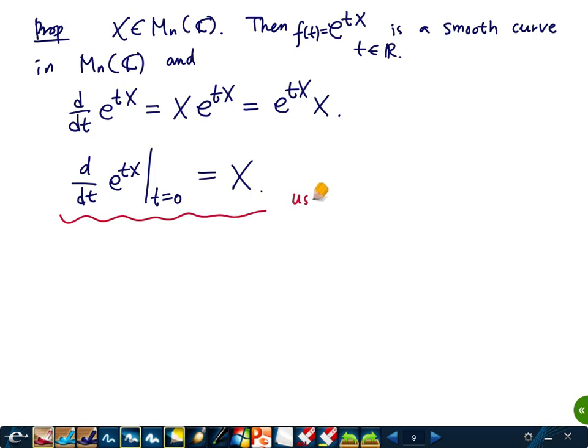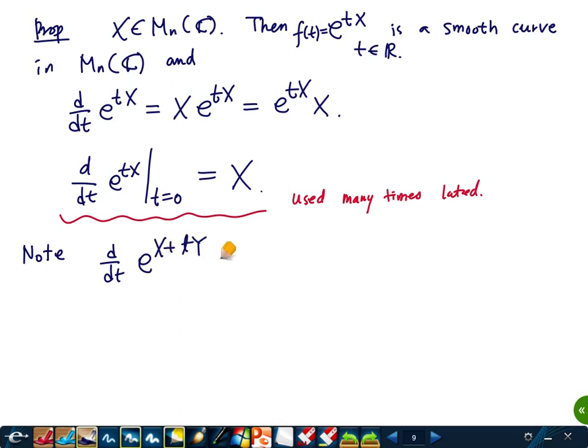It will be used many times later. Oh, and one thing to notice is that d/dt follows the usual derivative rule, but if you have e to the (x plus ty) for two matrices x and y, this is not true in general, that the derivative is e to the (x plus ty) times y. This is true when we have only one term like that, without any constant matrix.